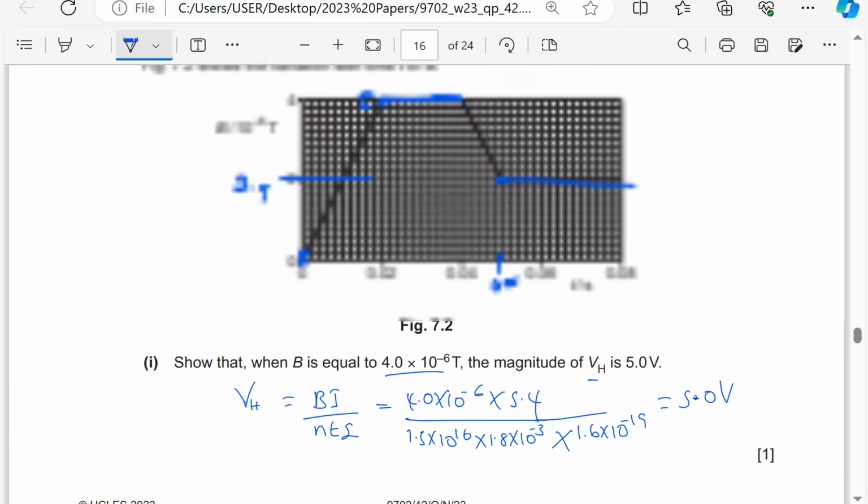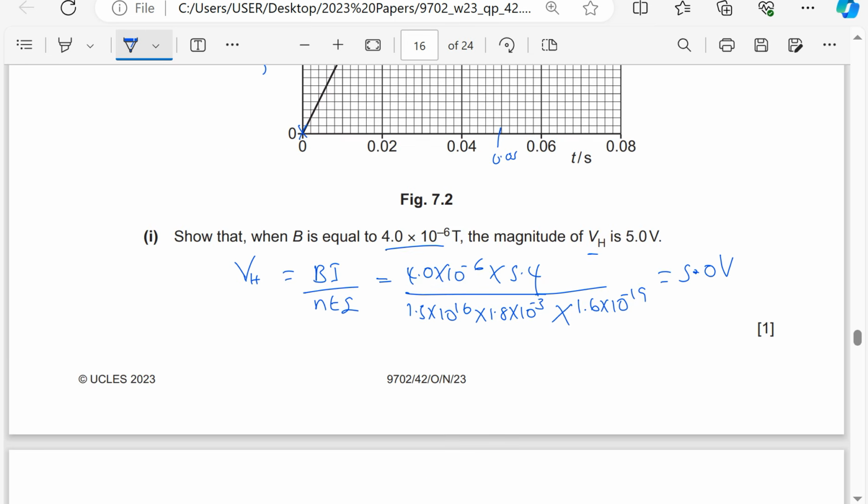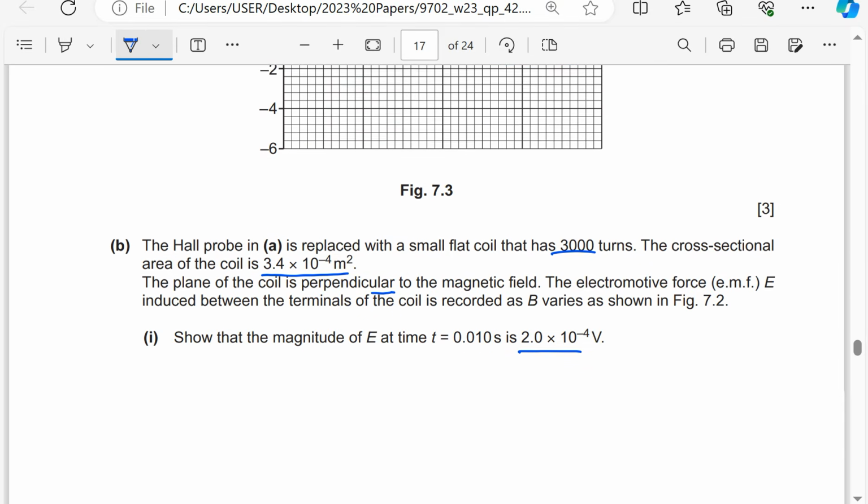Time t equals 0.01. So it is here, it is a straight line. Because the rate of change of magnetic field is constant with time, the induced EMF is constant anywhere on the straight line. So it is going to be a constant value.